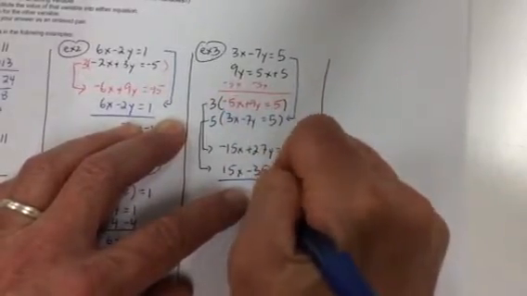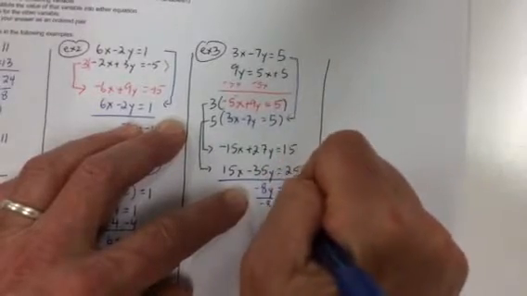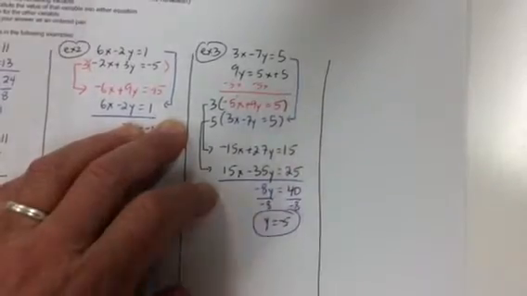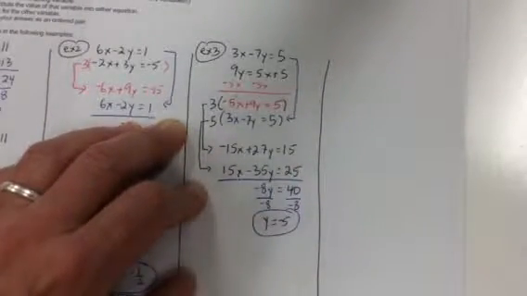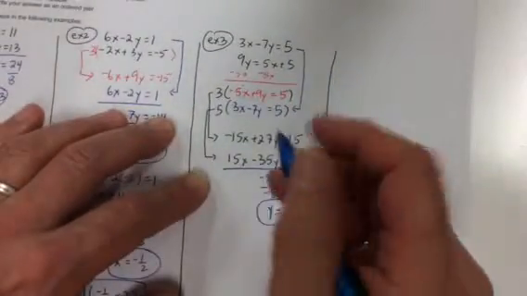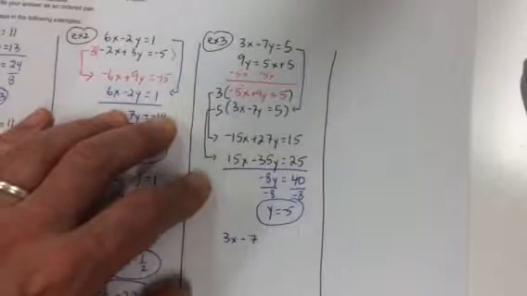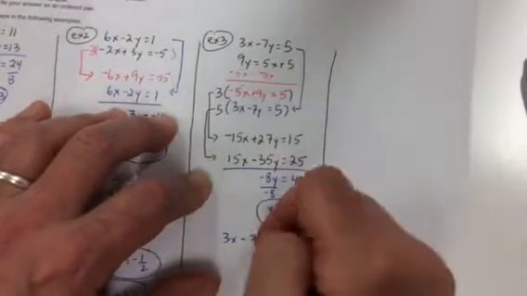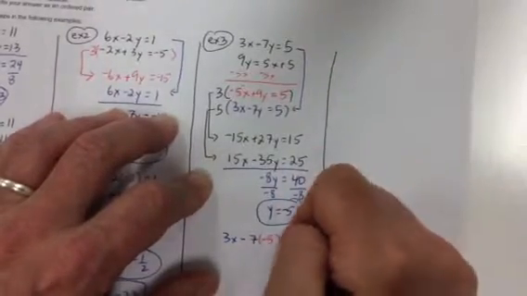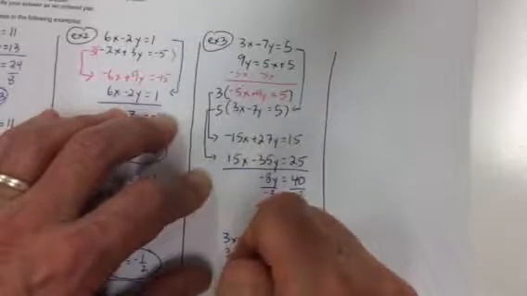I end up with negative 8y equals 40. Divide both sides by negative 8, and I get y equals negative 5. So now we're going to plug it into either equation. I'm going to go ahead and pick the top equation. So this is going to be 3x minus 7 times y, which is negative 5, which equals 5.